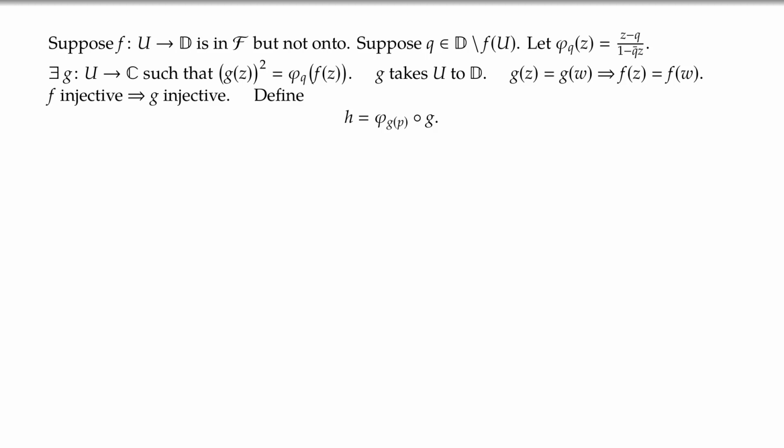One of the two square roots of minus 2. Minus q, sorry. So if I compose it with an automorphism that takes this root, whatever g of p is, to 0, then I get a map that takes p to 0, and therefore is in script F. Now, if we write h in terms of some automorphism and g, we can just solve what the inverse is. It's phi of minus g of p, so we can solve for g.